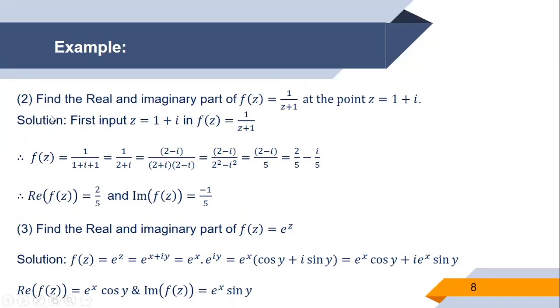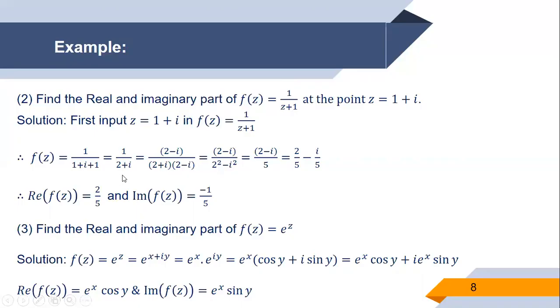Second example, find the real and imaginary part of the function f of z is 1 upon z plus 1 at the point z is equal to 1 plus i. So here, given the point 1 plus i, we find the real and imaginary part. First we input z is equal to 1 plus i in this function. So f of z is equal to 1 upon 1 plus i plus 1, so obviously 2 plus i.